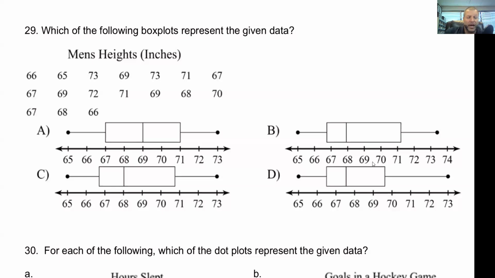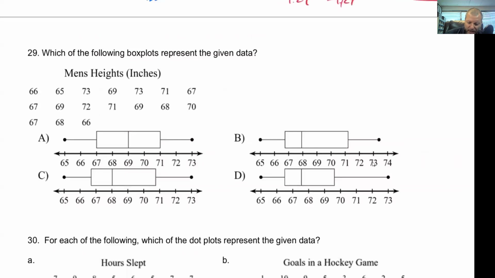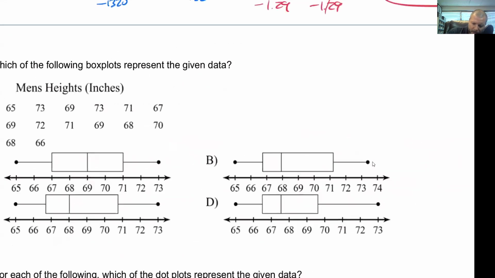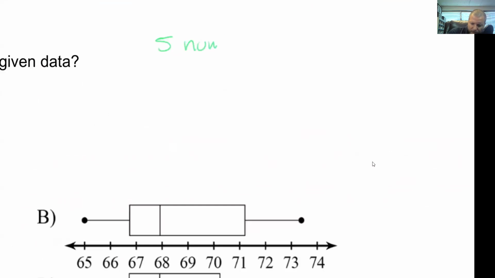So for question 29, we want to find a box plot that represents the data. For box plots, there are five different values that we care about, sometimes called a five-number summary. Just in case it's been a minute, here's a five-number summary.